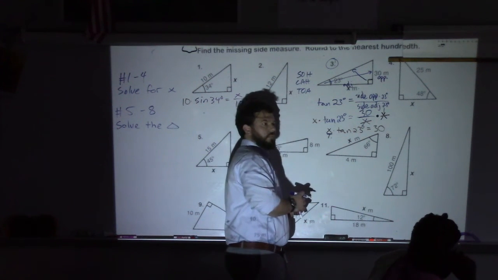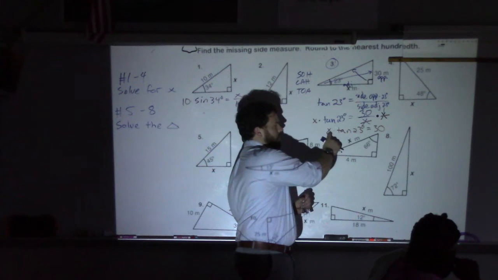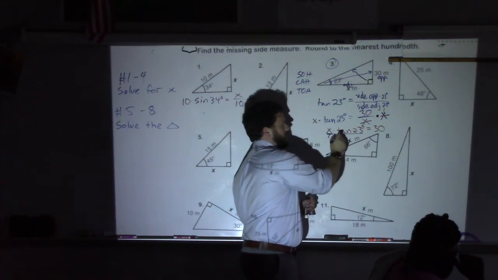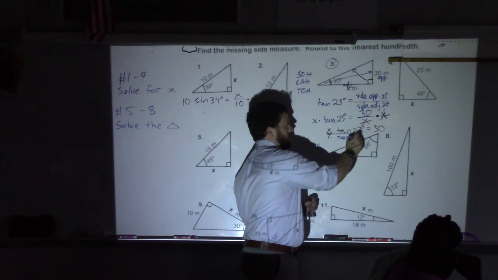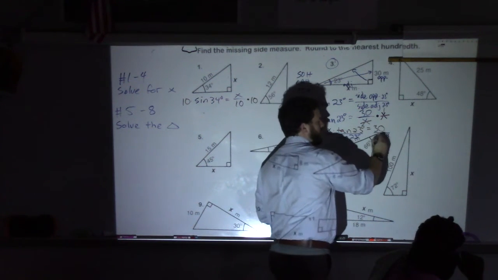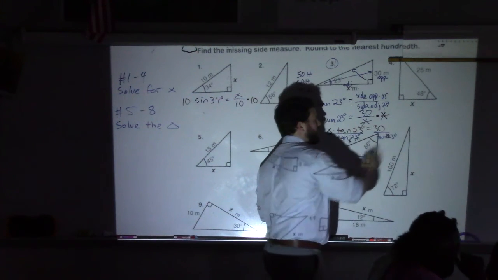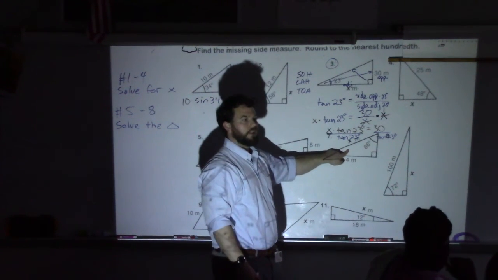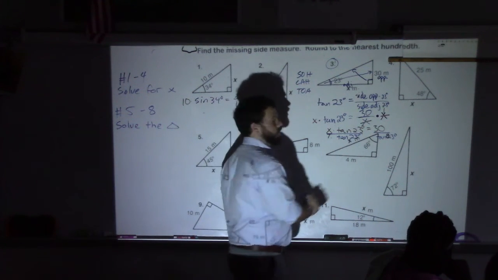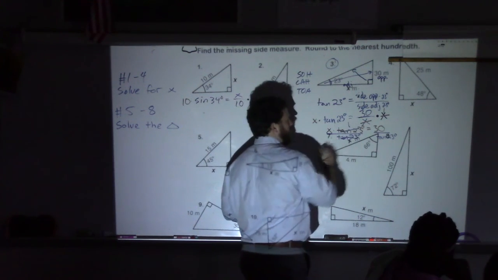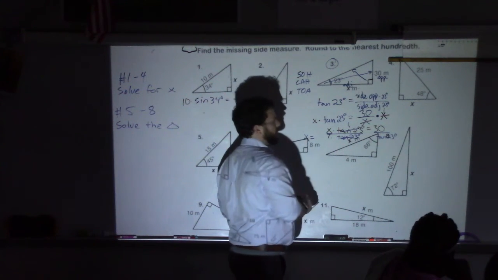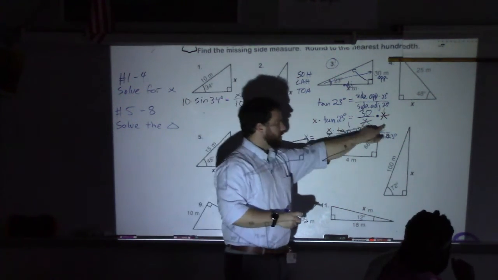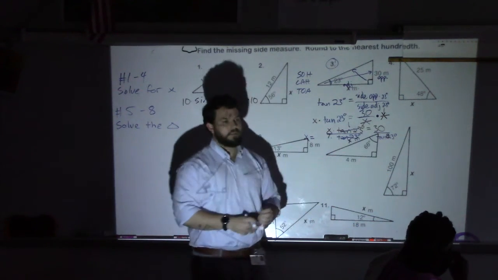Divide by the tangent of 23. Notice what's happening. They're being multiplied, so the inverse would be division. Notice, what is anything divided by itself? 1. The tangent of 23 divided by the tangent of 23 is going to be 1. And so X is equal to 30 divided by the tangent of 23. Put it in your calculator.